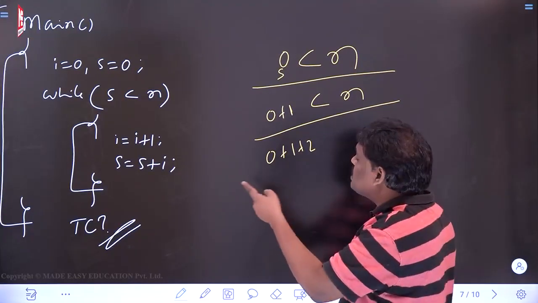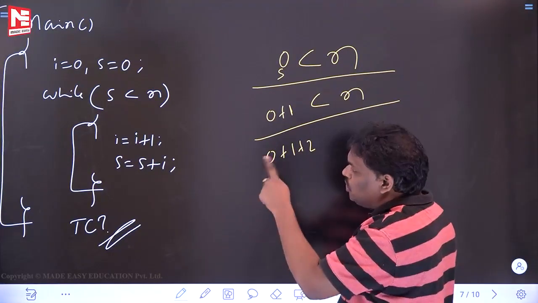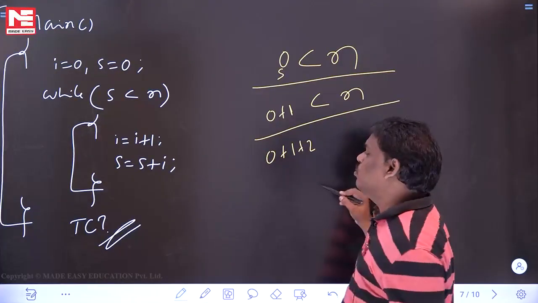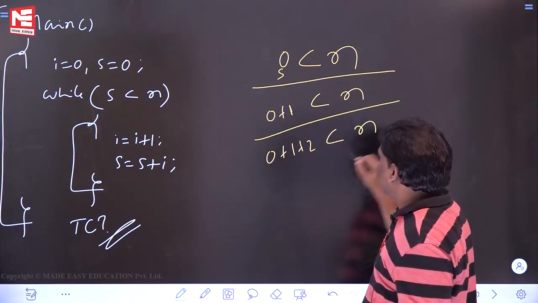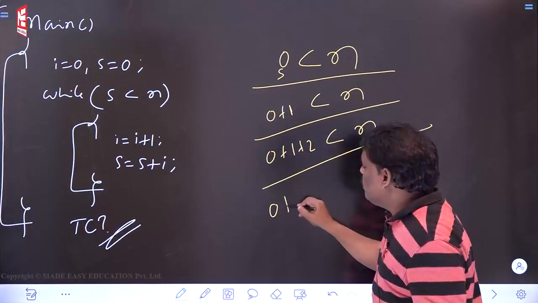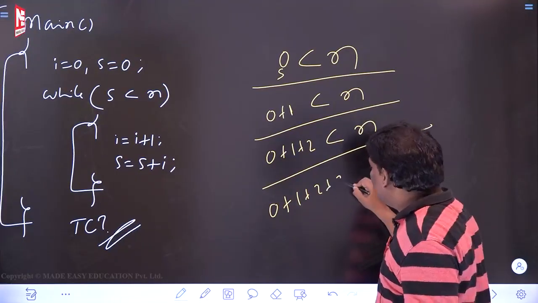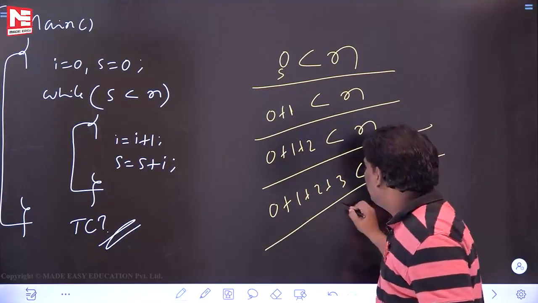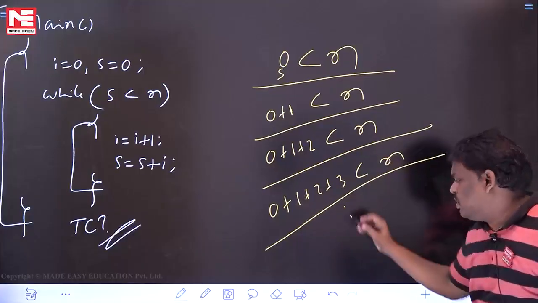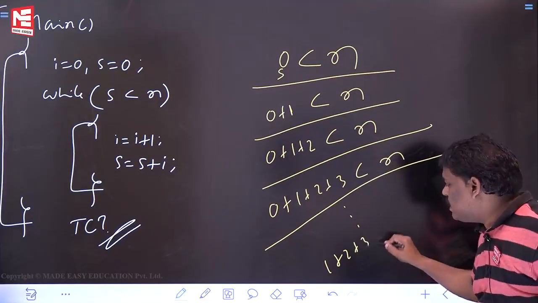Every time s contains the old value, and I contains the new value. Just add the new value to s. Less than n, next. 0 plus 1 plus 2 plus 3, less than n. This will continue. Forget about 0: 1 plus 2 plus 3 and so on.